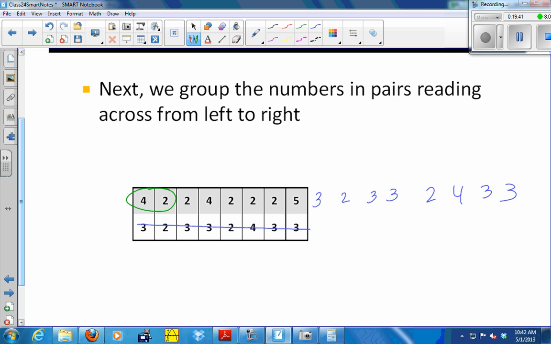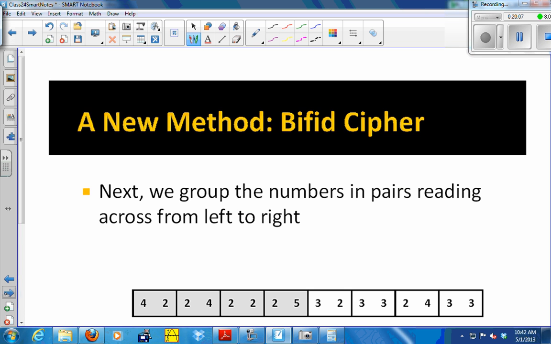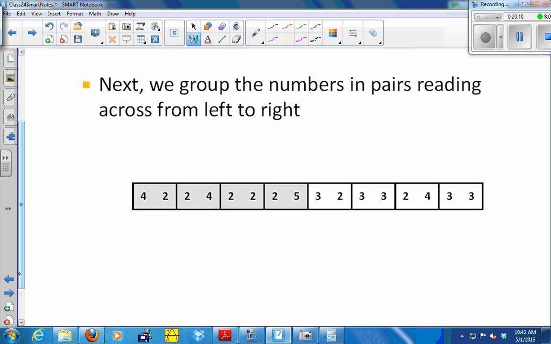So I'm going to read 4, 2, 2, 4, 2, 2. This is why your message has to have an even number of letters, so that when you do this circling of 2 when you go left to right, you'll have an even number of pairs. So you end up with something that looks like this. Group them in pairs, reading from left to right. Then you look up each of these pairs in the Polybius square to get a new letter.